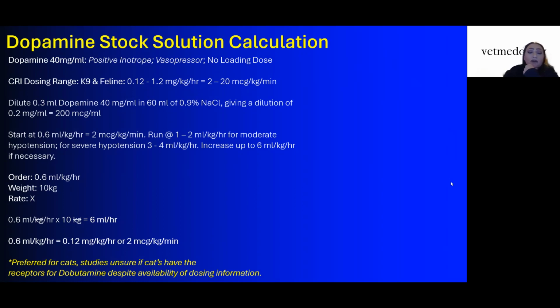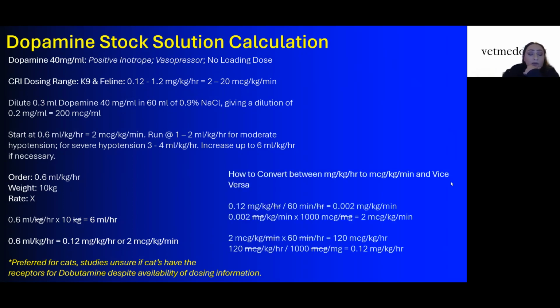So our order is 0.6 mL per kg per hour, weight is 10 kg, and we just need to find our rate. So 0.6 mL per kg per hour times 10 kg equals 6 mL an hour. And that 0.6 mL per kg per hour is equal to 0.12 mg per kg per hour or 2 mics per kg per minute. How to convert between mg per kg per hour and mics per kg per minute and vice versa.